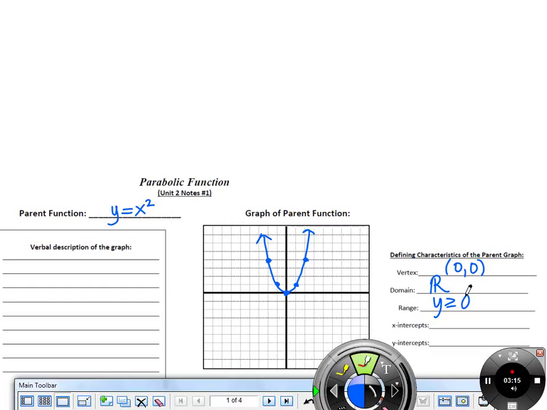All right, for the parent function, what are our x-intercepts? 0, 0. Is it possible for the parabola to not have any x-intercepts? Yeah, like if this one just got shifted up, it wouldn't cross the x-axis at all, right? Is it possible for it to have more than one x-intercept? Yes. What's the maximum number it could have? 2, right? It doesn't turn around again, so it can only have 2.